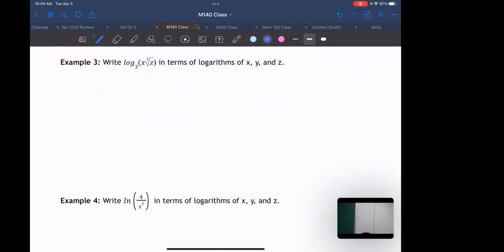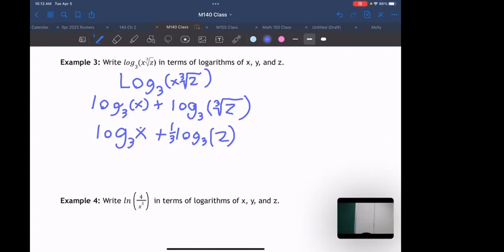So why don't we go through these 2, work in pairs or on your own, and we'll come back together in a little bit. Let's come back here.